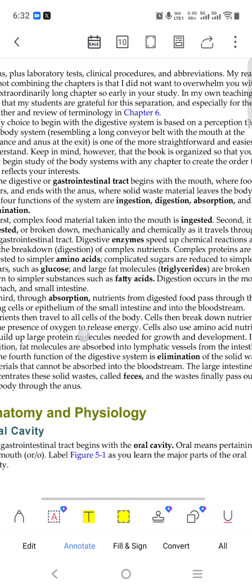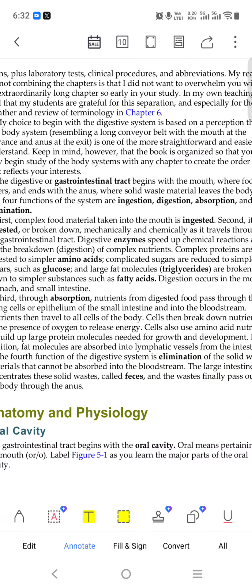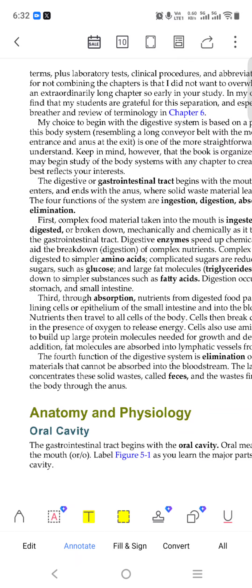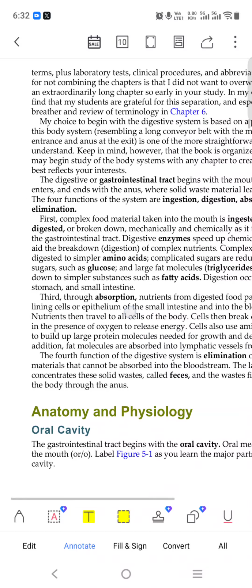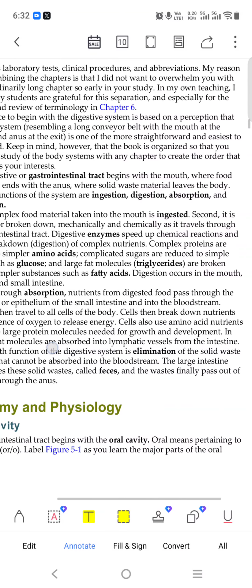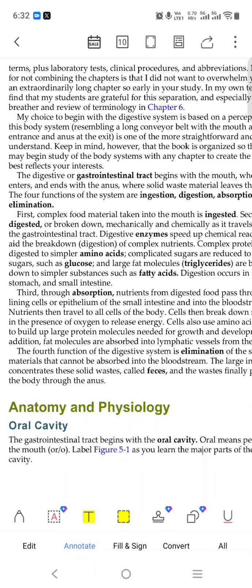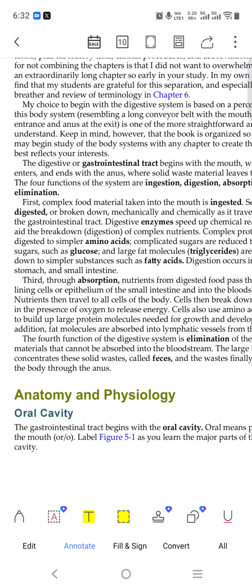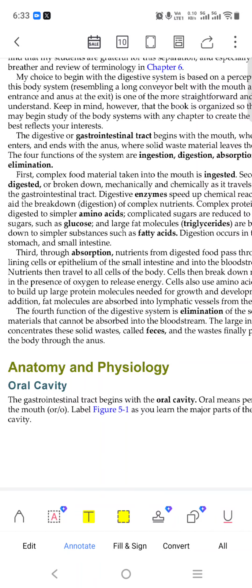Here you can see, simply, enzymes speed up a chemical reaction and aid the breakdown, the digestion, of complex nutrients. Complex proteins are digested to simpler amino acids. Complicated sugars are reduced to simple sugars, such as glucose. Large fat molecules, triglycerides, are broken down into simple substances such as fatty acids. Digestion occurs in the mouth, stomach, and small intestine. You can simply read and you will understand this.